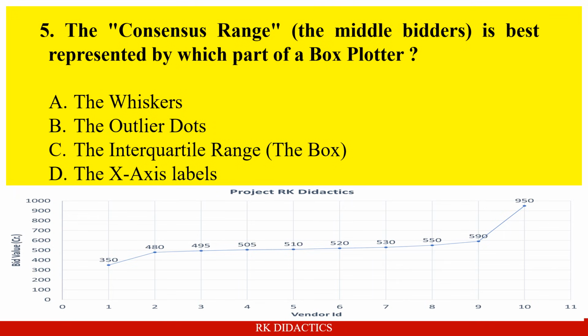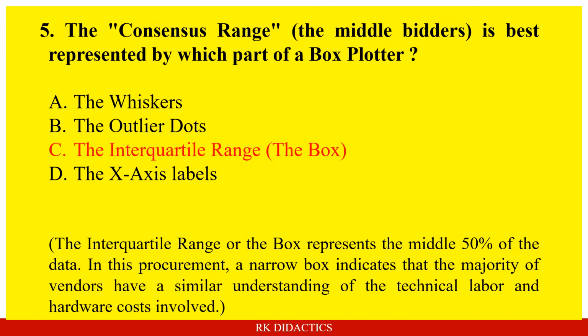The consensus range, that is the middle bidders, is best represented by which part of a box plot? The whiskers, the outlier dots, the inner quartile range, the box, or the x-axis labels? Answer is the inner quartile range or the box.